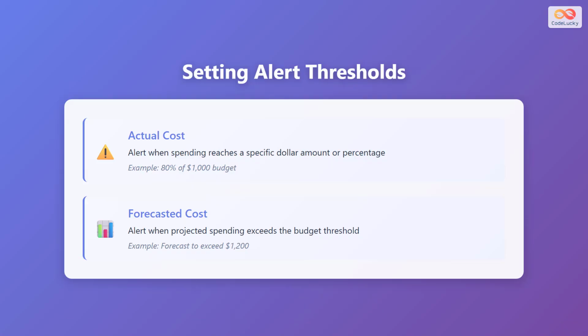Alert thresholds are critical for receiving timely notifications about your spending. AWS Budgets offers 2 threshold types. The first is actual cost alerts, which notify you when your spending reaches a specific dollar amount or percentage of your budget. For example, you might set an alert at 80% of a $1,000 budget. The second type is forecasted cost alerts, which are even more proactive. These alerts notify you when AWS projects that your spending will exceed your budget threshold. For instance, if the system forecasts you'll exceed $1,200 by month end, you'll receive an early warning. Using both threshold types together provides comprehensive cost monitoring.